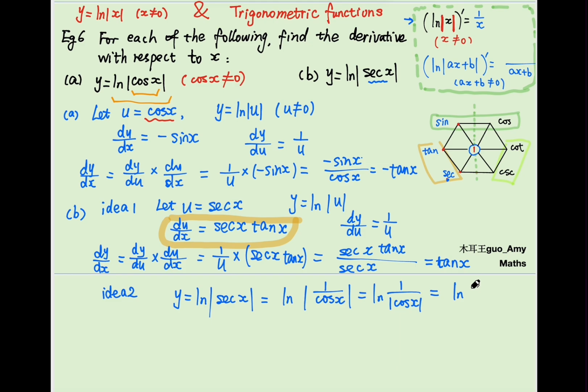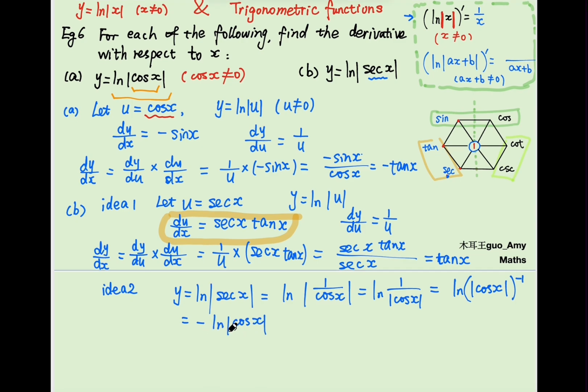Now after that, we are going to convert this fraction to the power form. It means it's power negative 1. Then use the property of natural log. We can put negative 1 to the front, and it becomes the coefficient. It's negative ln absolute of cosine x. Therefore, we are going to write it in this way.